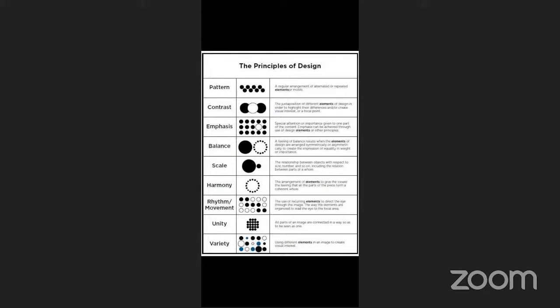Then unity. Unity is all the points should be considered, and it's a combination of all the above: rhythm, harmony, scale, balance, emphasis, contrast, pattern. Combinations of all these points come under unity. Things have to be united, things have to be placed together and the compositions arranged very neatly and properly.